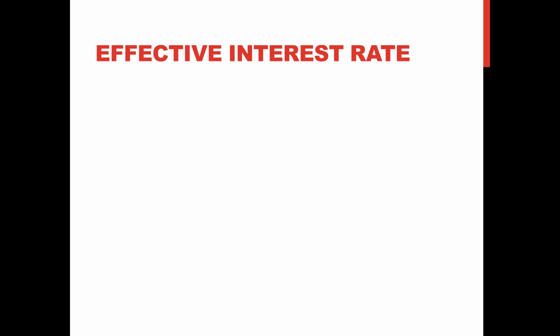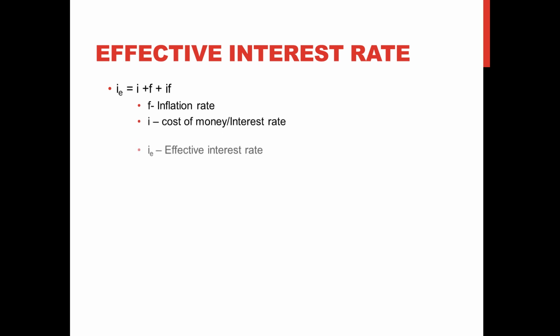And if we need to get the effective interest rate considering the interest rate as well as the inflation rate, we have this relationship wherein the effective interest rate is equal to i plus inflation rate f plus the product of interest rate and the inflation rate. So f is the inflation rate, i is the cost of money, or the interest rate, and i' is the effective interest rate. So let us put that into problems.